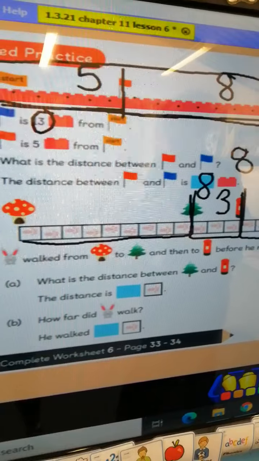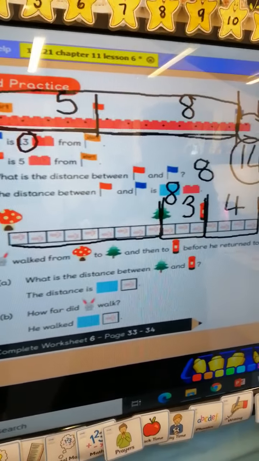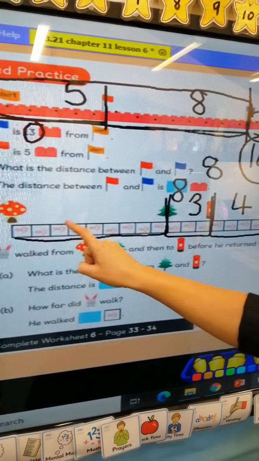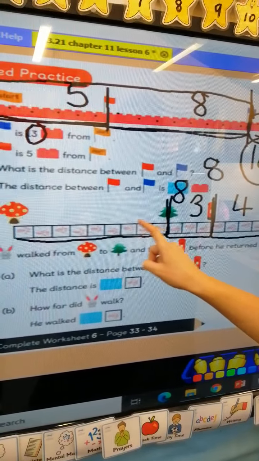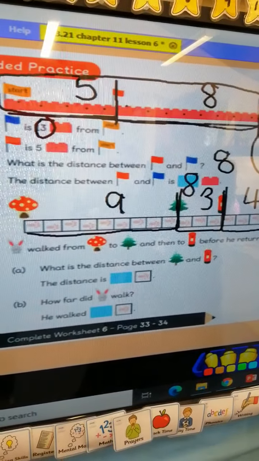Do we recognise this number? No. We know it's going to be more than 5, don't we? But we don't know. I would say it's going to be less than 10. Let's count to check. 1, 2, 3, 4, 5, 6, 7, 8, 9. Oh, I was right. It's 1 less than 10.